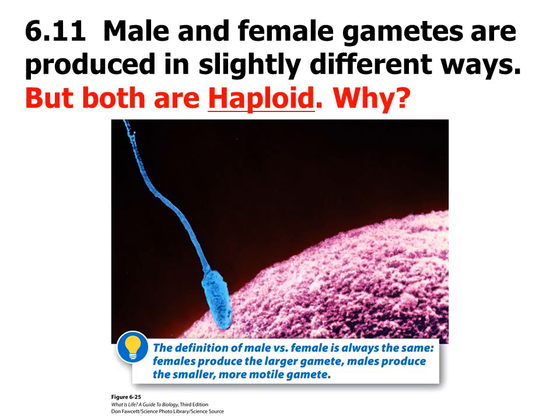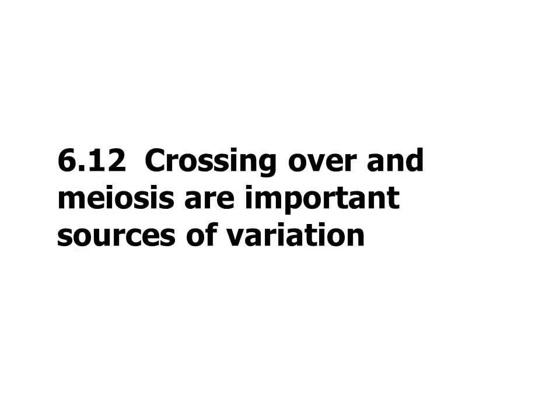Male and female gametes are produced in slightly different ways. I'm not really going to go into how sperm versus eggs arise from their respective sex or gonad cells, but they are both haploid, and I want you to know why they are haploid. I've been talking about it. Think about it. Go back and review it.